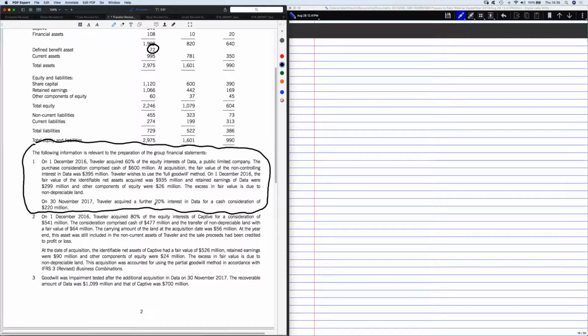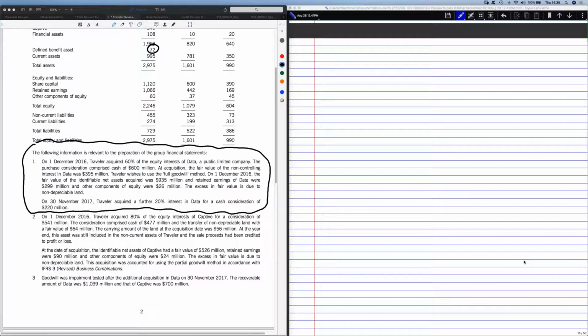On the 1st of December 2016, and our year end is the 30th of November 2017, Traveller acquired 60% of the equity interests of Data. The purchase consideration comprised cash of 600 million. At acquisition, the fair value of the NCI was 395 million. Traveller wishes to use the full goodwill method. Well, that is therefore measuring the NCI at fair value.